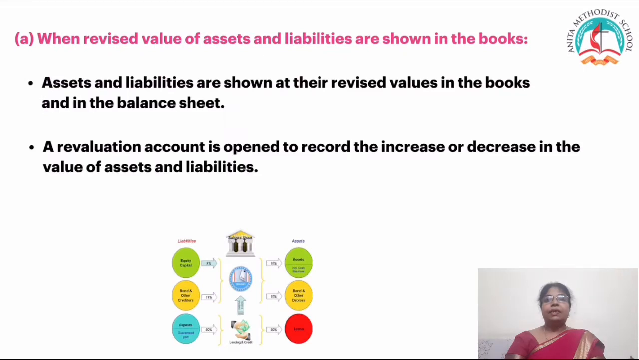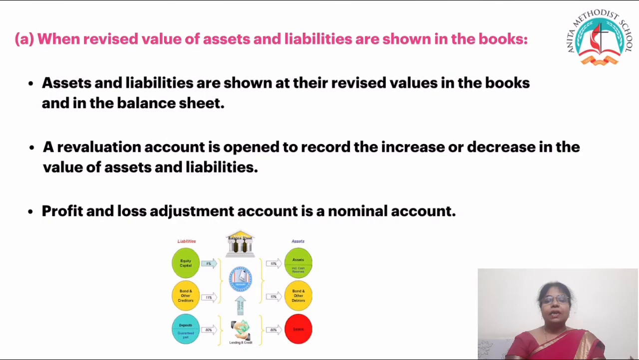When revised value of assets and liabilities are shown in the books, assets and liabilities are shown in the revised value in the books and even in the balance sheet. A revaluation account is opened to record the increase or decrease in the value of assets and liabilities. The other name for revaluation account is Profit and Loss Adjustment account, and this account is a nominal account.